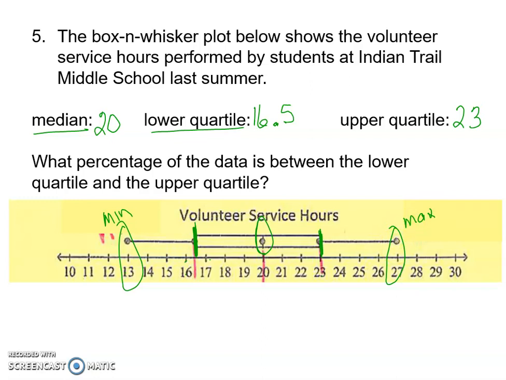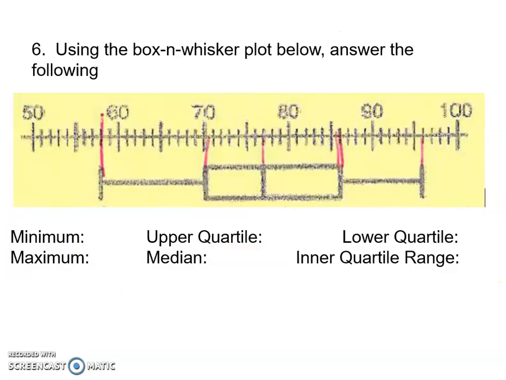Okay? So let's look at one more set. Alright, let's see if we can name all the parts. If you want to pause the video and see if you can name them, and then check it. Okay? So each tick mark is counting by 1. The minimum is right here at our lowest whisker. So that's at 58. Because if each of these are 1, that's at 58.